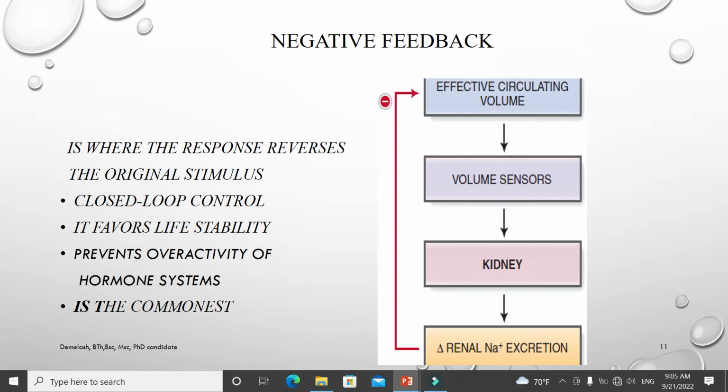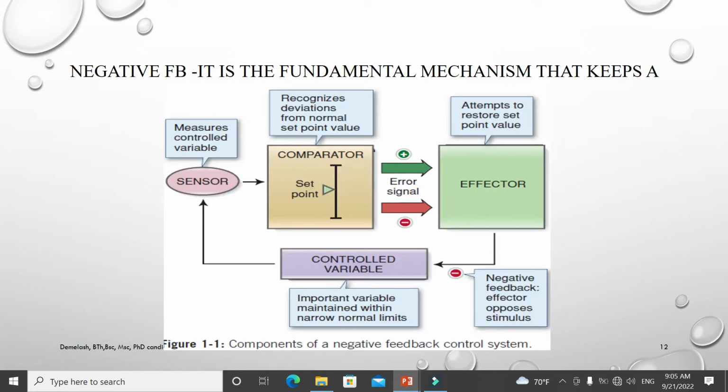So this is the negative feedback system. The negative feedback system is a fundamental mechanism that keeps the set point within its normal range. The sensor is there to detect the change in that physiological variable. The comparator, or the set point, will recognize it from its normal range. The error signal will be sent, then the effector will respond.